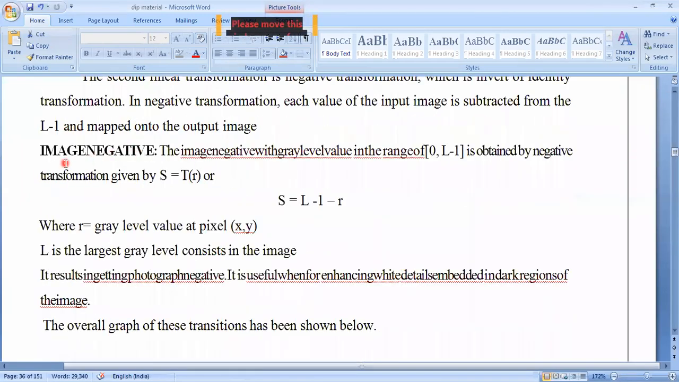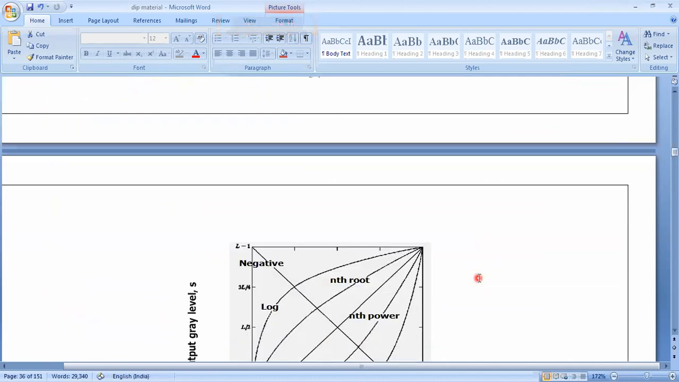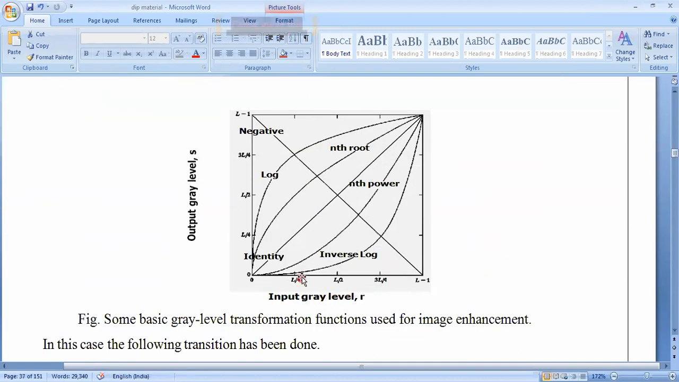This image negative is S is equal to the transformation of R. So the S value is mapped as L minus 1 minus R. What is this L minus 1? The largest gray value, minus the pixel intensity values in the input image. If you see this diagram, you will get a better idea.